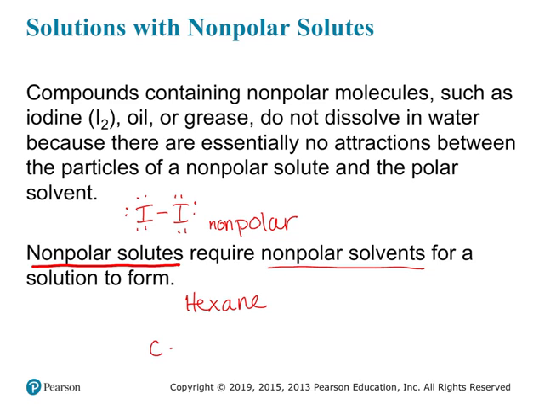So this has 6 carbons all lined up in a row, essentially. And then there are hydrogens bonded to each carbon.